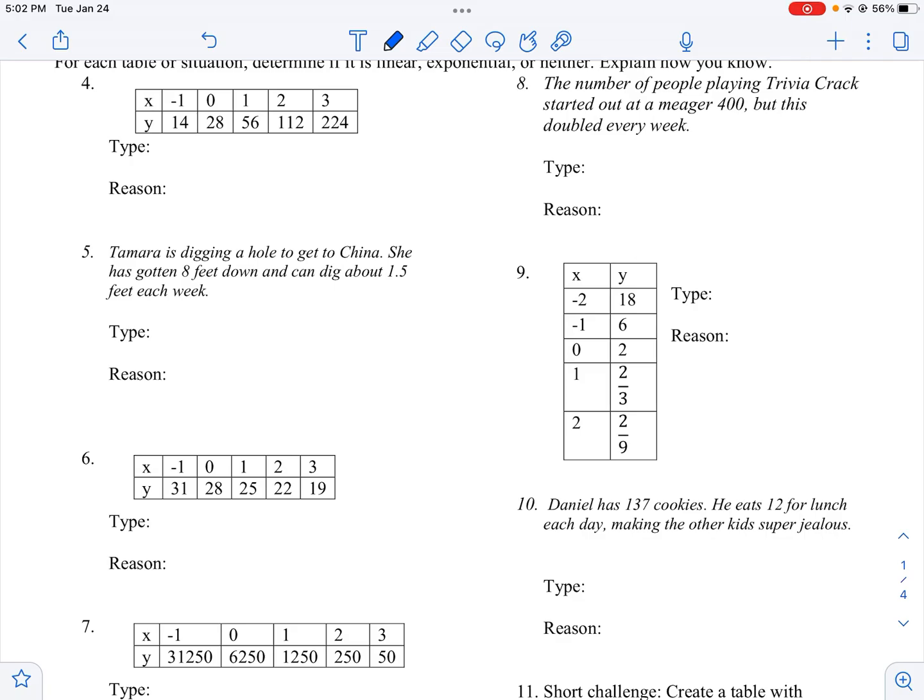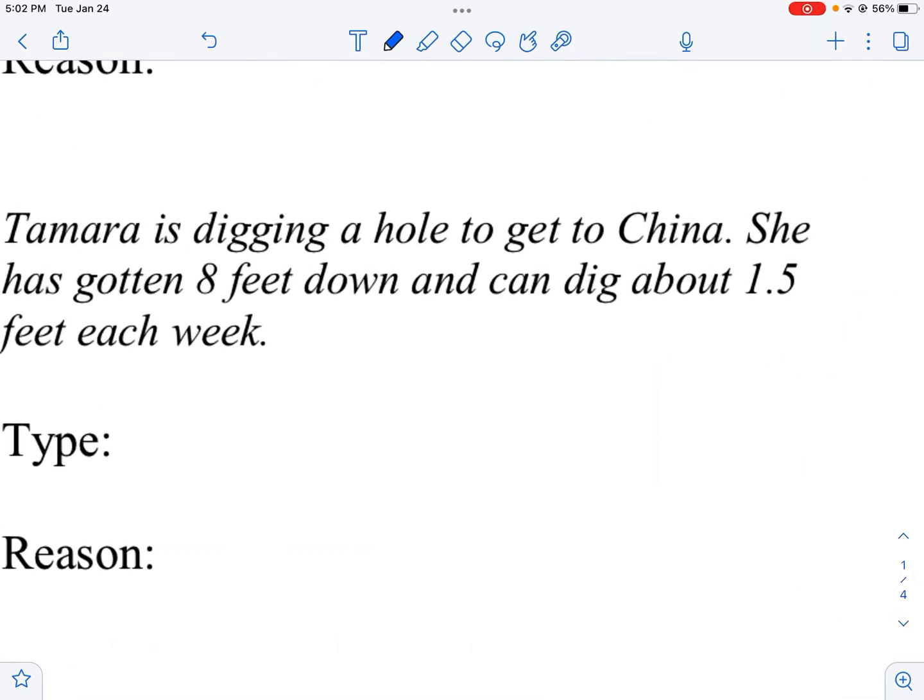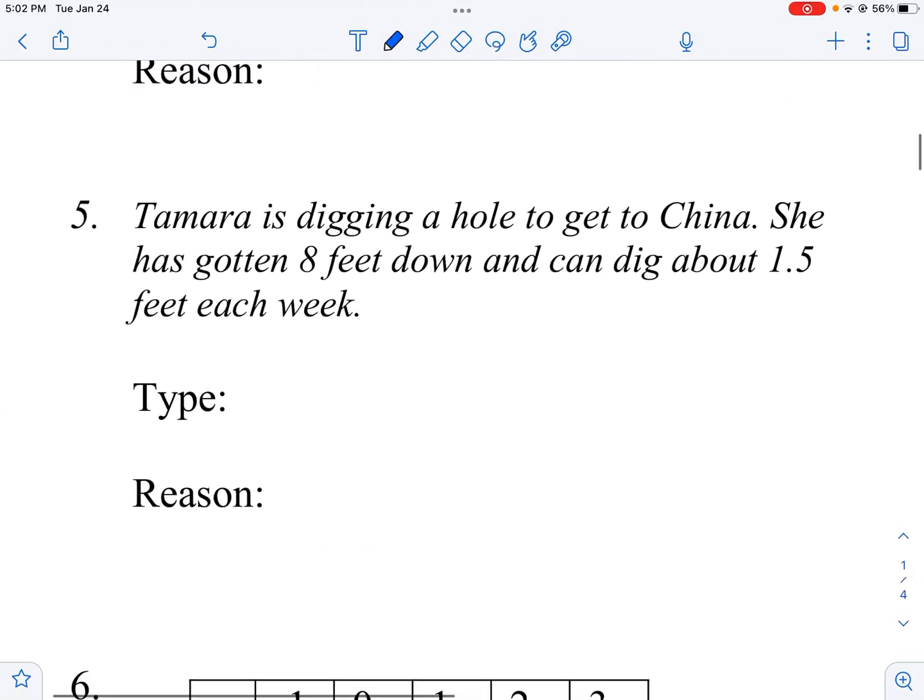So let's look at a few of these situations. So let's look at 5. Tamara is digging a hole to get to China. Probably not going to work, but she can try. She has gotten 8 feet down and can dig about 1.5 feet each week. So you think about what's happening.